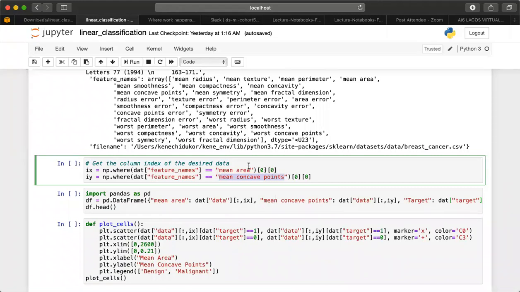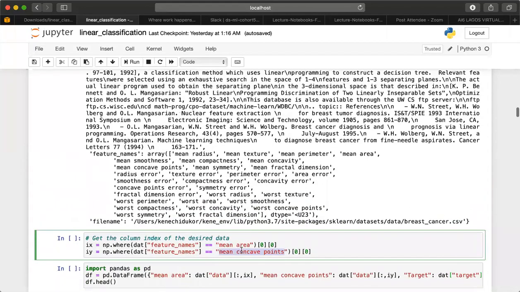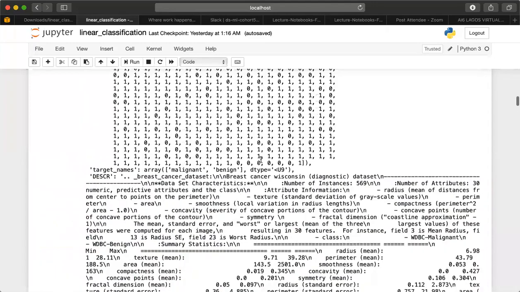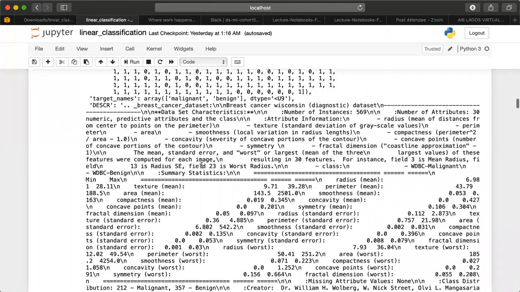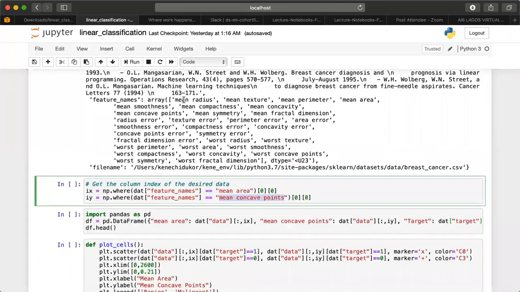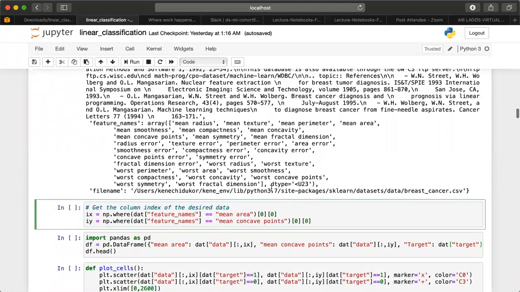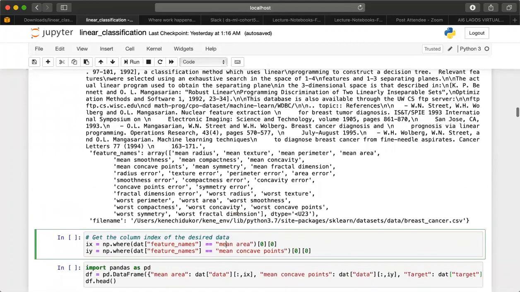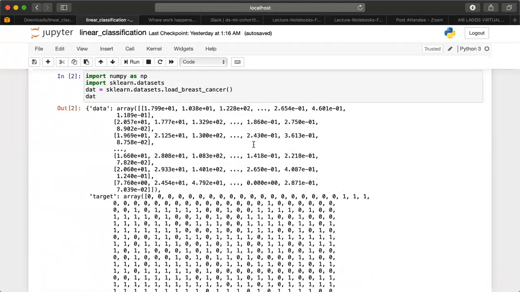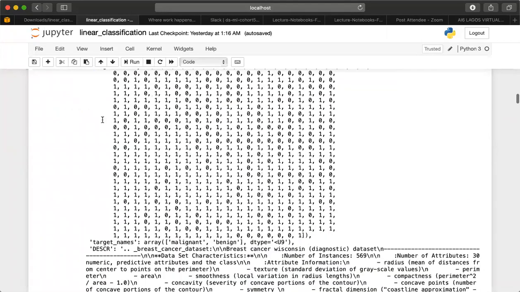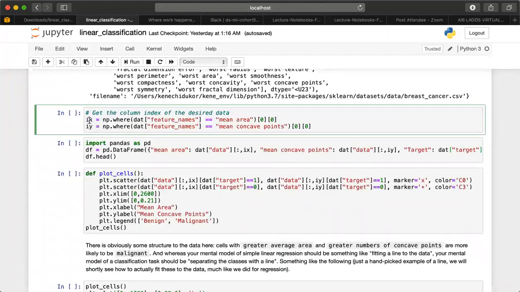Data collection and everything. So for us to pick the mean area and concave points from this data, this array, in this dictionary of data, we will need to identify the index of the mean area and the index of the mean concave point, right? And the index will point us to the particular column that we should collect from this array. So doing this gives us the index of the X and the index of the Y.